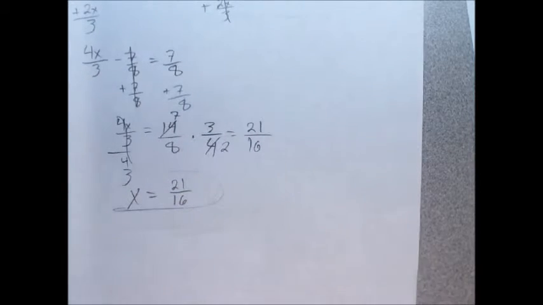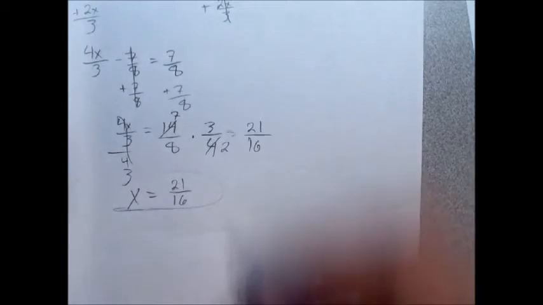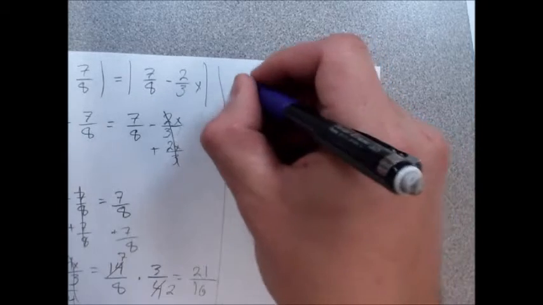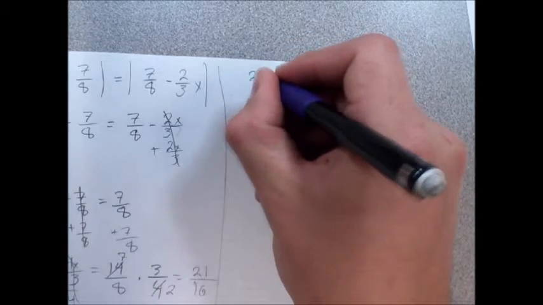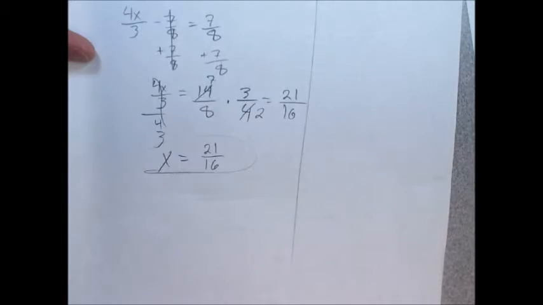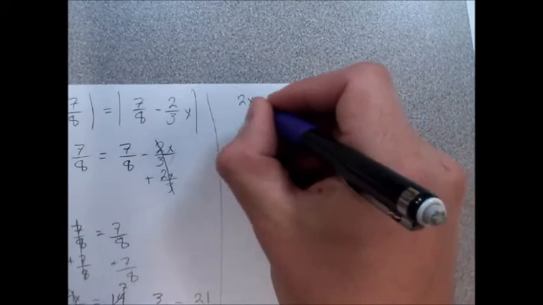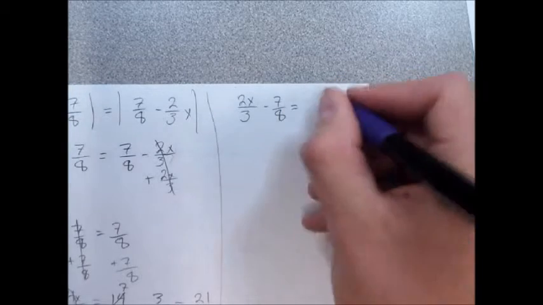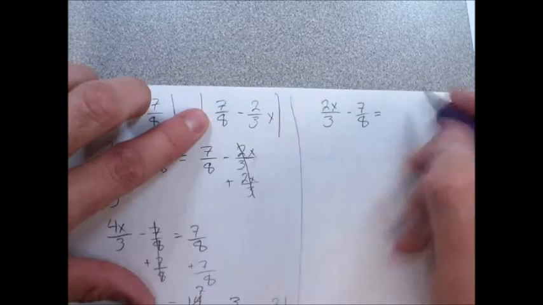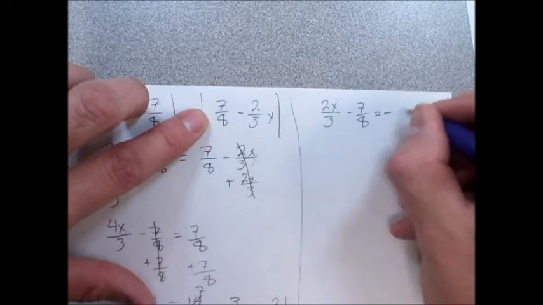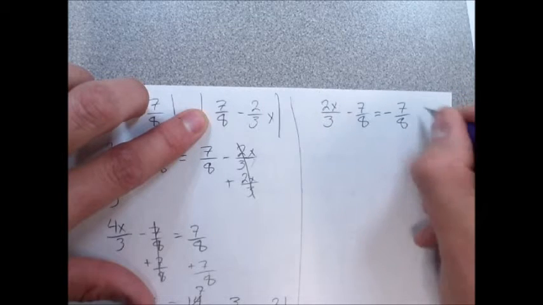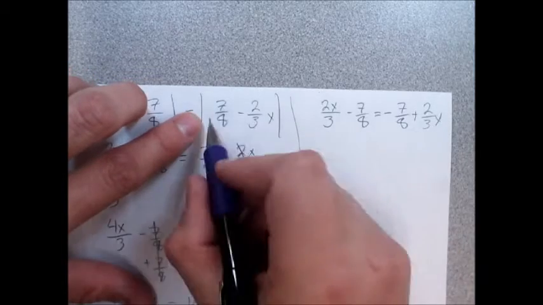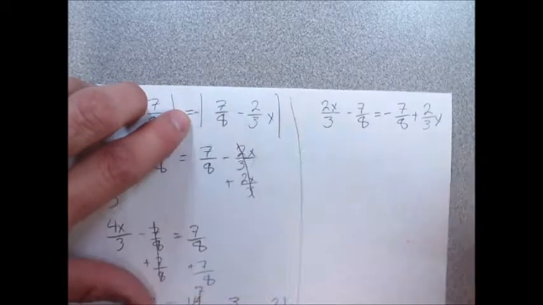That is one answer. I need to do my second piece. So I'm going to have to combine that just a little bit better than I did this time. I have 2x over 3 still, minus 7/8. This is going to be equal to the negative of this. So I'm going to go ahead and distribute out my negative and write it down just one time. So it's negative 7/8 plus 2/3 x. I went ahead and distributed my negative as if I had a negative out here and I gave it to each piece. Okay?